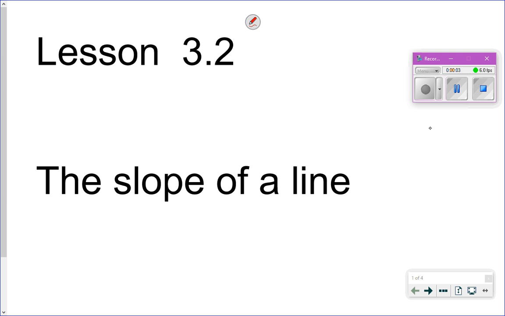Okay, so this is going to be a super short lesson. This is just a review over slope. We're going to talk about how to find the slope between two different points, and then also how to graph a line from slope-intercept form. So that's what we're going to talk about today.